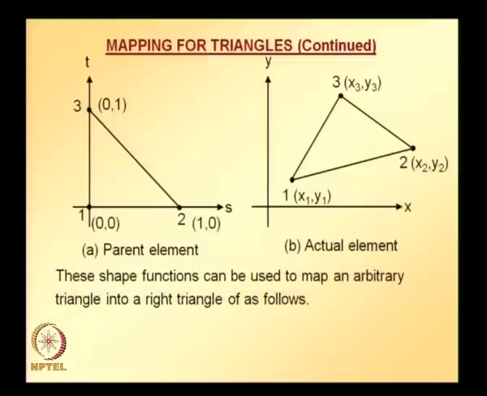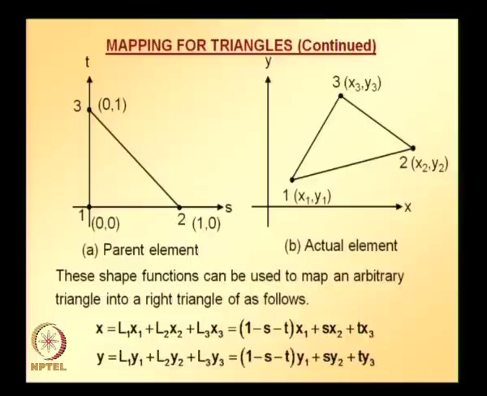These shape functions can be used to map an arbitrary triangle into a right triangle as follows. This expression looks similar to what we had earlier for the quadrilateral element, except that here L1, L2, L3 are used, because L1, L2, L3 are same as N1, N2, N3 only for the 3 node triangle element. Okay. So, x is given by this, and substituting L1, L2, L3 in terms of S and T, we get the relation between x and S and T, and y as a function of S and T.